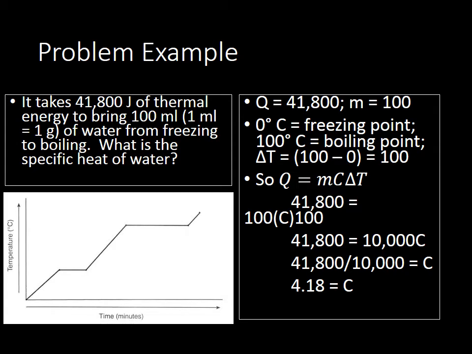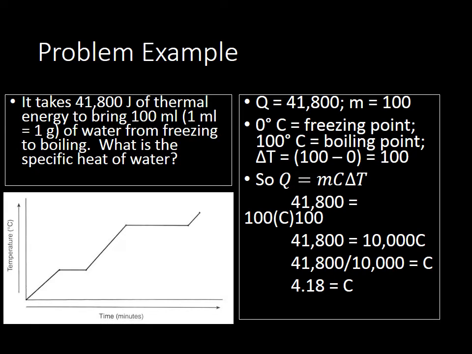So here's a problem for you. Let's say it takes 41,800 joules of thermal energy to bring 100 milliliters of water from freezing to boiling. What is the specific heat of water? All right, this part right here that says 1 milliliter equals 1 gram, that's really important. That's an important conversion for you to try to remember. I'm going to put it on the formula sheet for you as a conversion and constant, but you should probably try to memorize that one. It'll be with you through most of your science classes.